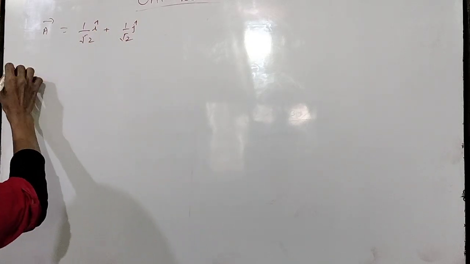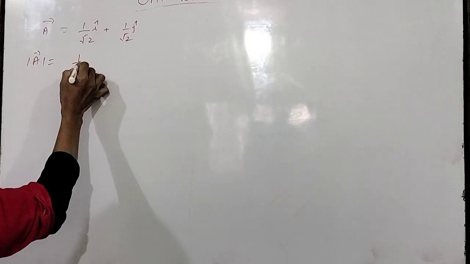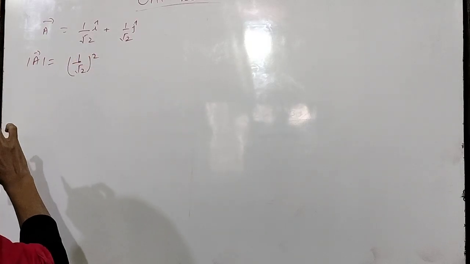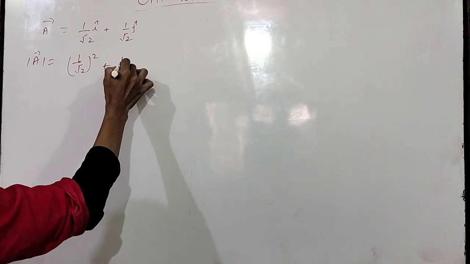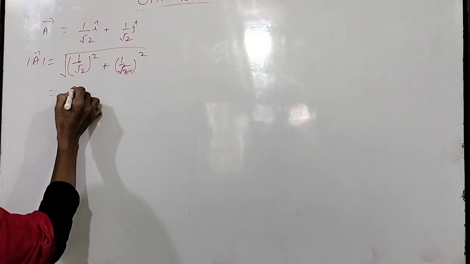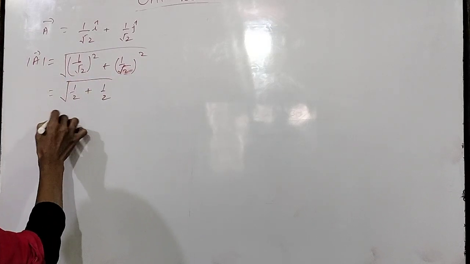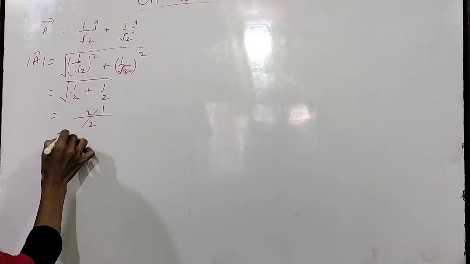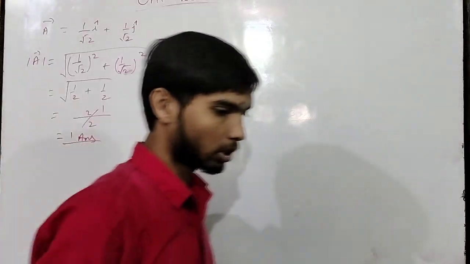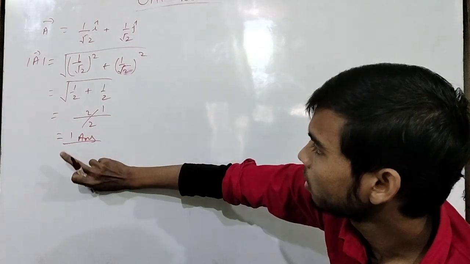Yeah, in that case, same. It's not too difficult. The magnitude of this vector is the square root of (1 by root 2) raised to power 2 plus (1 by root 2) raised to power 2. So this is nothing but 1 by 2 plus 1 by 2, which is 1. Magnitude is going to be 1. How? You can see the process of this one answer.